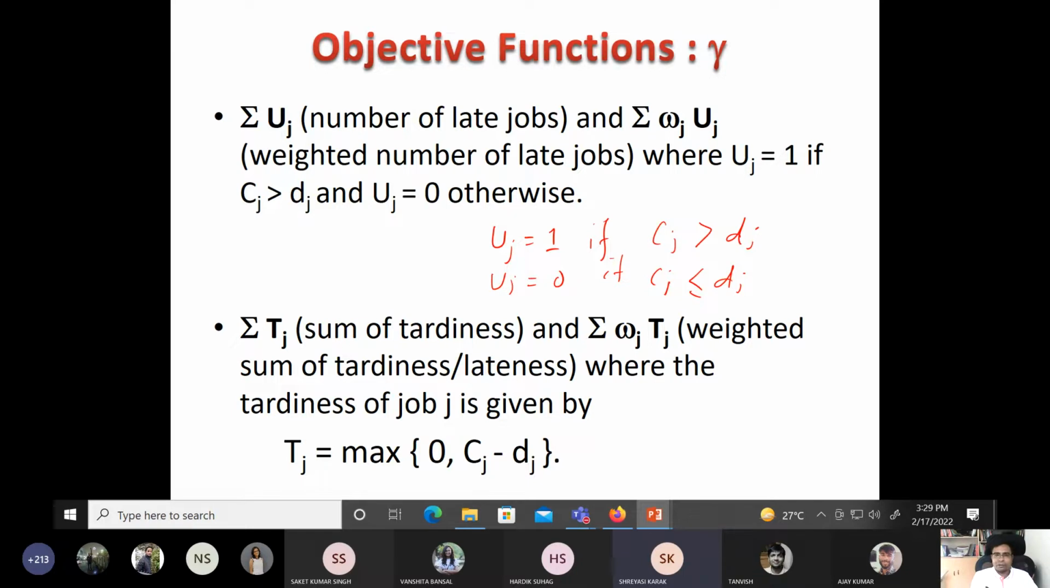Or the number of weighted late jobs, that is the summation of Wj Uj, the weighted number of late jobs. This can be another objective function. Then another objective function is the summation of Tj, the summation of tardiness. What is tardiness? Lateness. So Tj is equal to max of 0 and Cj minus Dj.